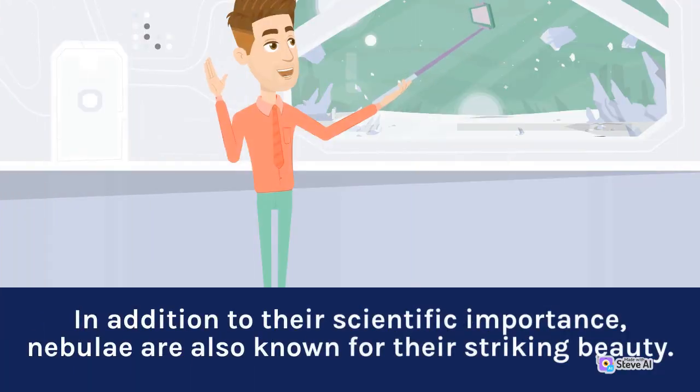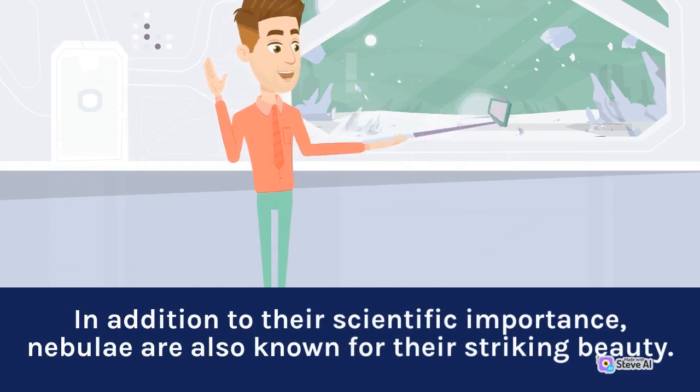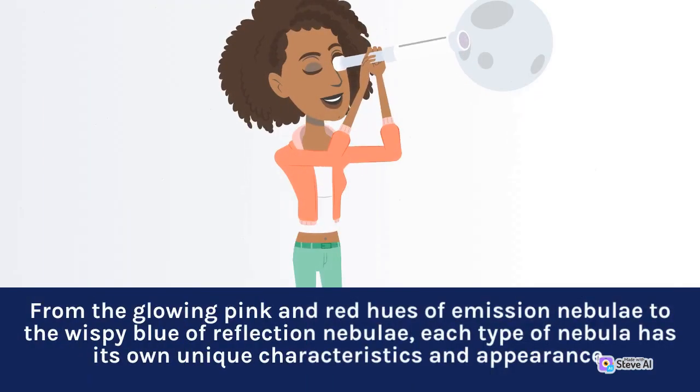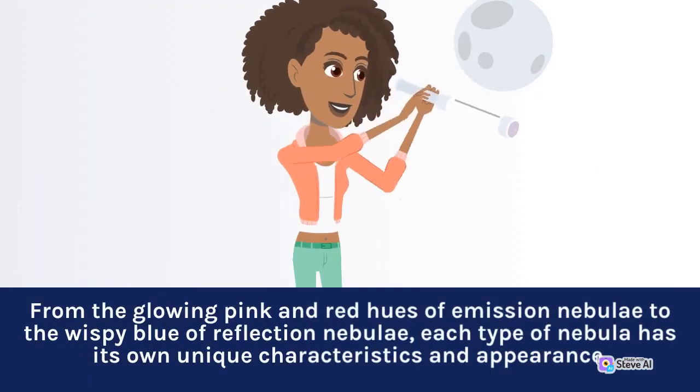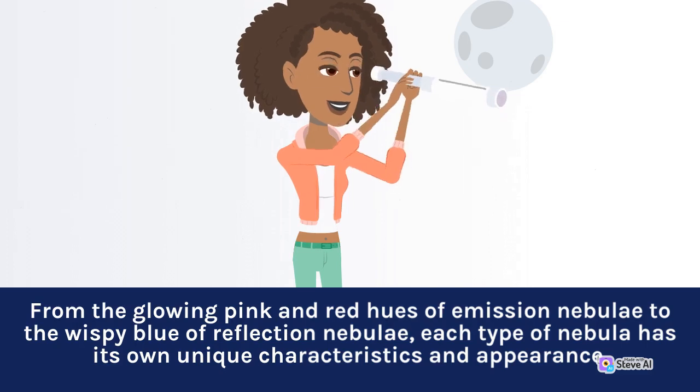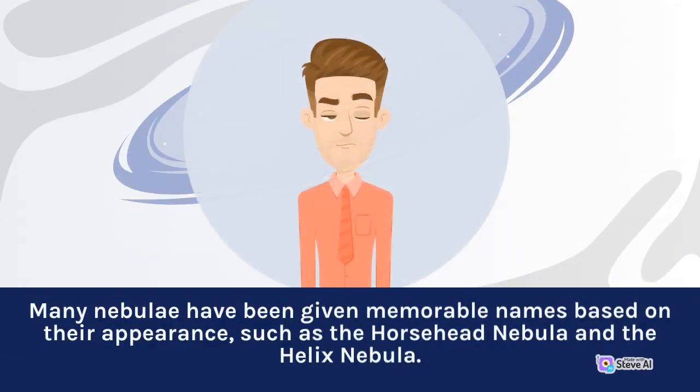In addition to their scientific importance, nebulae are also known for their striking beauty. From the glowing pink and red hues of emission nebulae to the wispy blue of reflection nebulae, each type of nebula has its own unique characteristics and appearance. Many nebulae have been given memorable names based on their appearance, such as the Horsehead Nebula and the Helix Nebula.